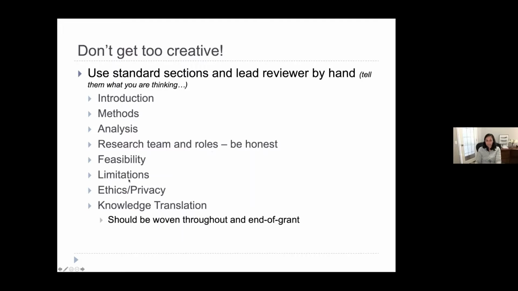So for my transition grant, there was one particular question that I knew the reviewers would have. So we actually didn't even wait for the limitation section. We put it right up front, when we know they're going to start thinking about it. And then KT, it goes back to the beginning of what I talked about: you have to always have that perspective.